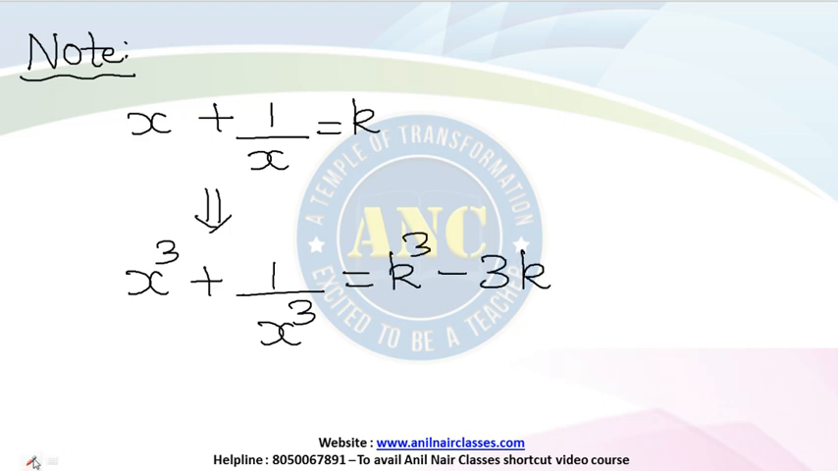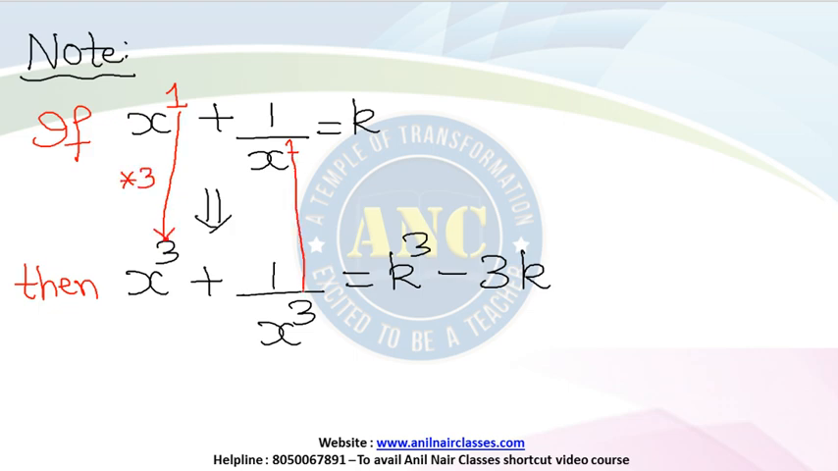K cube minus 3k. That means the power of x in the if condition is nothing but 1. In the if condition, if the power is 1, in the then condition, the power is 3. That means power is becoming 3 times. Whenever the power becomes 3 times, answer k becomes k cube minus 3k, right? This is the kind of logic we know how to implement till now.